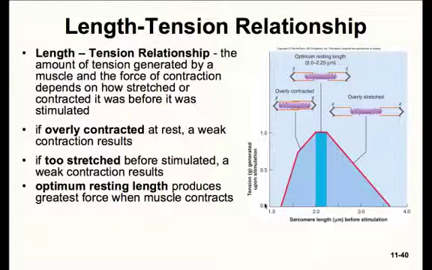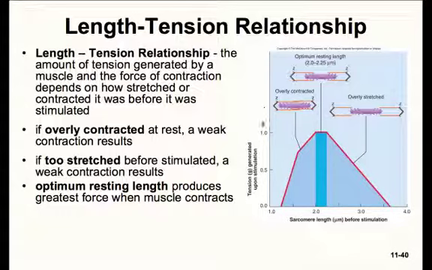If it's overly contracted, we have a weak contraction. If it's too stretched, we also have a weak contraction. So there's an optimum resting length for the muscle in order to produce the greatest force. If we look at the diagram over here on the right, we can see how this tension-length relationship works.